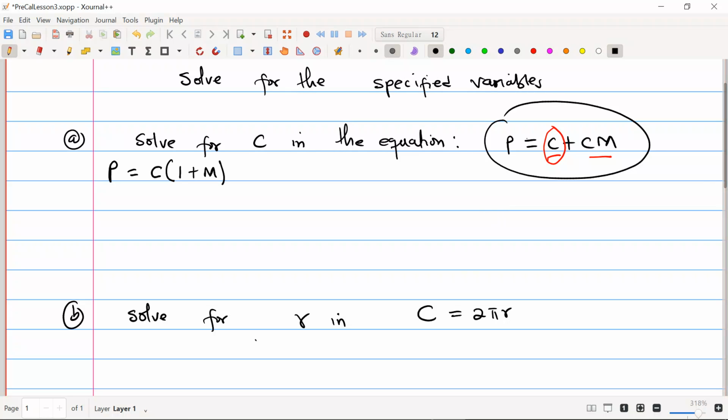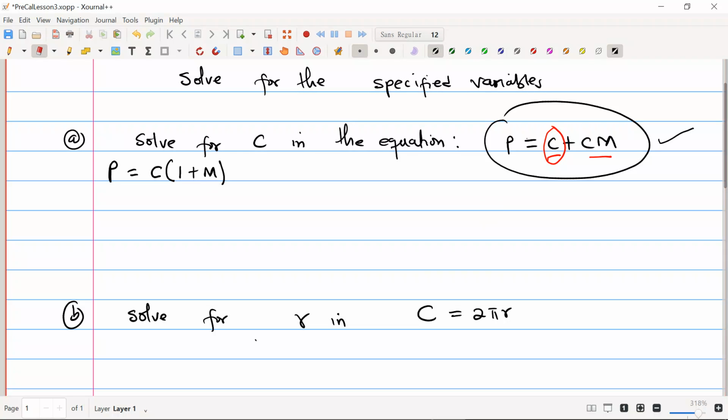Now the reason I left this 1 is that when I distribute c through this 1 plus m, I should get this equation back. I mean, you can always cross check and you see that you get p is equal to c plus cm. If you distribute this, c will multiply this, and then c will multiply that, and then you have c plus cm back. Okay, that's why we leave the 1 there.